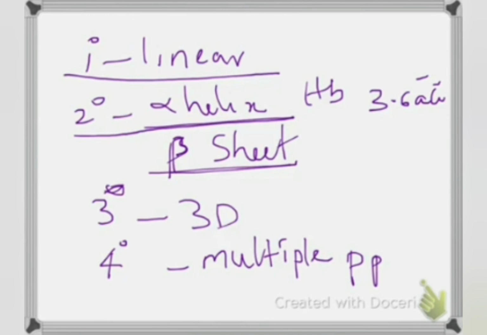Then beta sheets have 2 types: parallel and anti-parallel. Then tertiary structure means the 3D arrangement of the polypeptide, and quaternary structure means multiple polypeptide chains are arranged in a 3-dimensional space. So these are the levels of organization of protein.